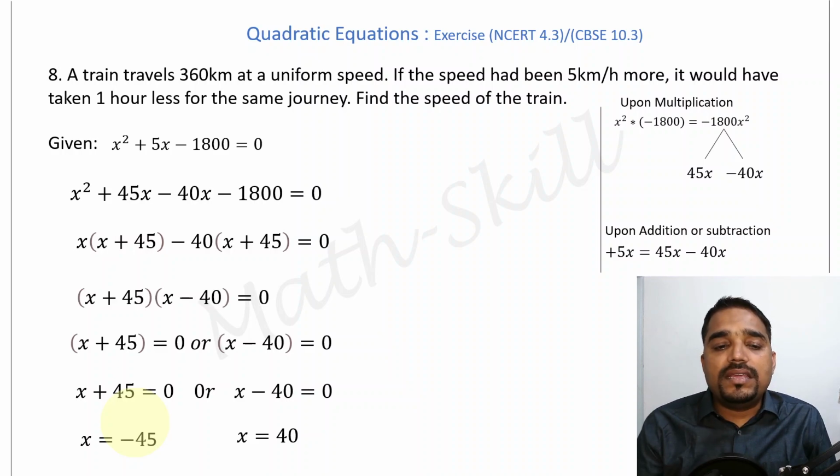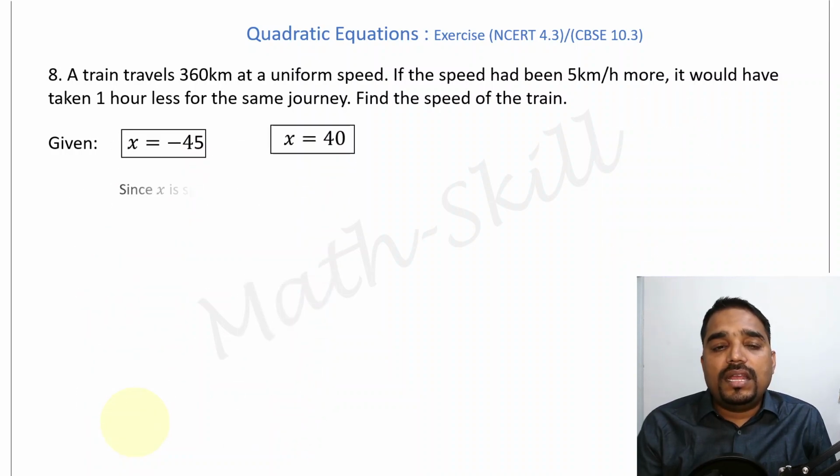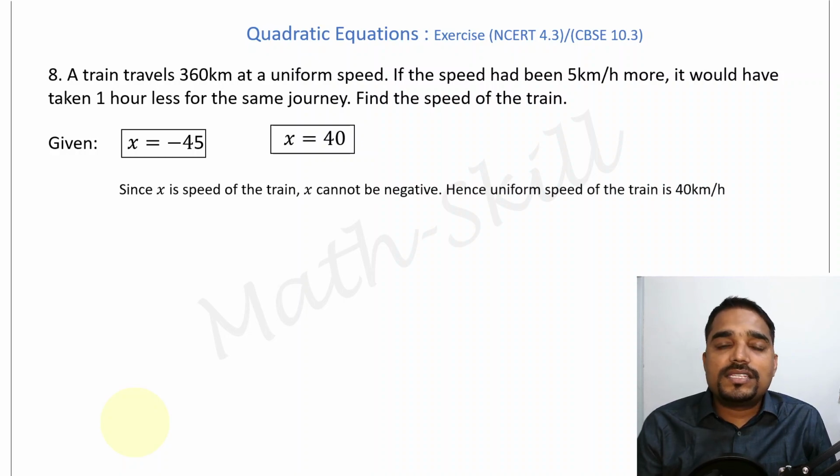Since x is the speed of the train, x cannot be negative. Therefore, the uniform speed of the train is 40 kilometers per hour. This is the required speed of the train, what we have to find out.